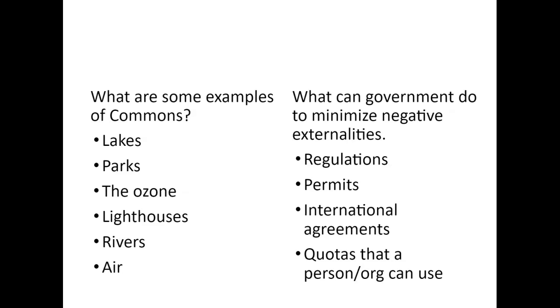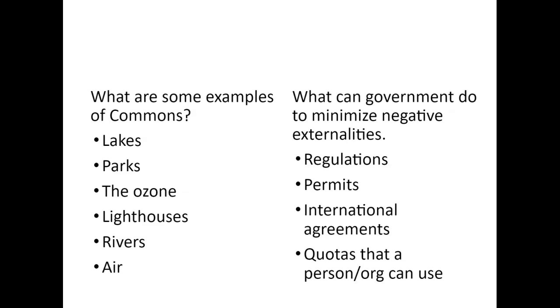What can the government do to minimize negative externalities? They can institute regulations, for example, on auto emissions. They can require permits for hunting or fishing. They can require, or international agreements can be made to limit how much emissions are put into the atmosphere to help with the climate change.